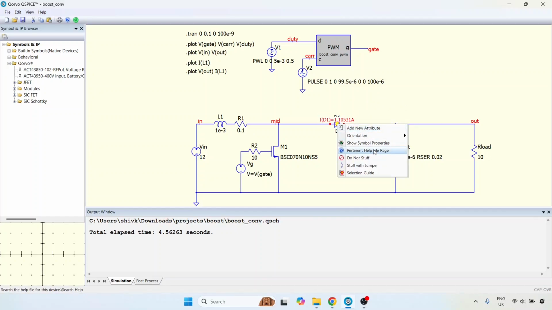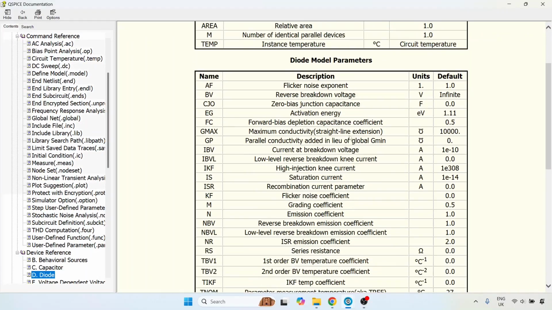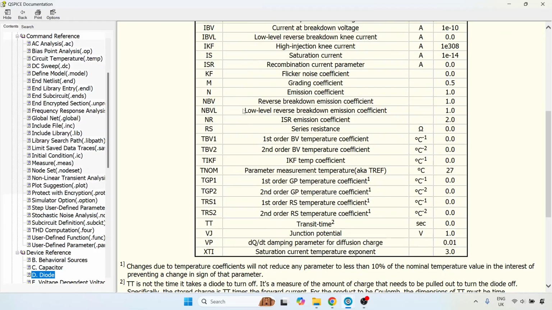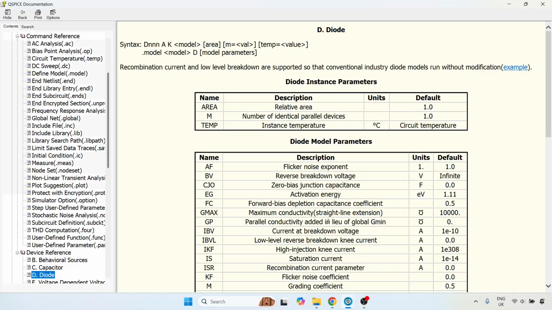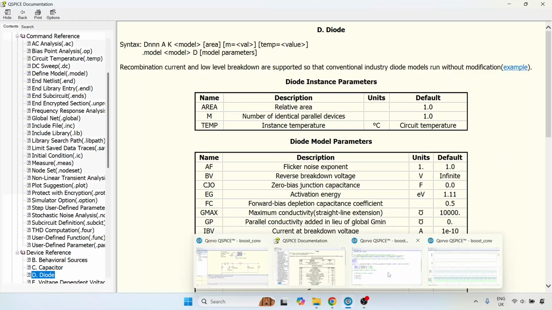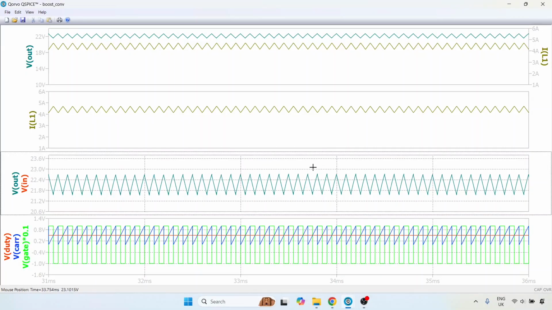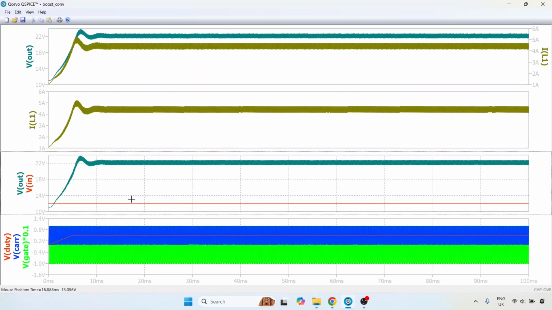You can always go and look at the pertinent help file page. You will see here there are parameters and there must be a parameter such as the series resistance, right? And there are many other parameters that you can also find. So this I will leave to you as an exercise. Now let's go ahead with our analysis. We have seen that this is fairly okay. It does seem like the boost converter is working.